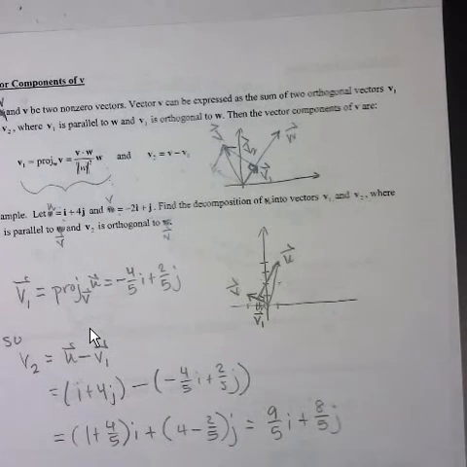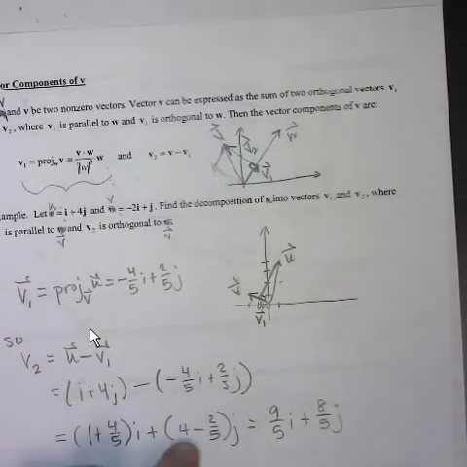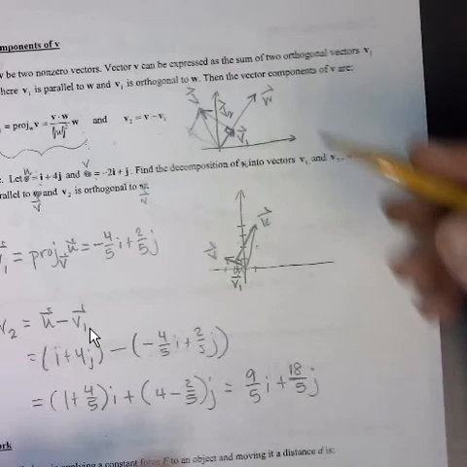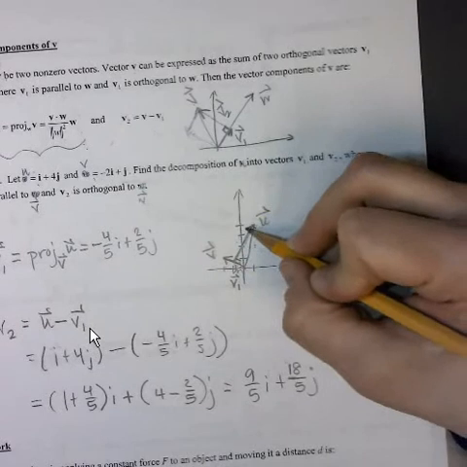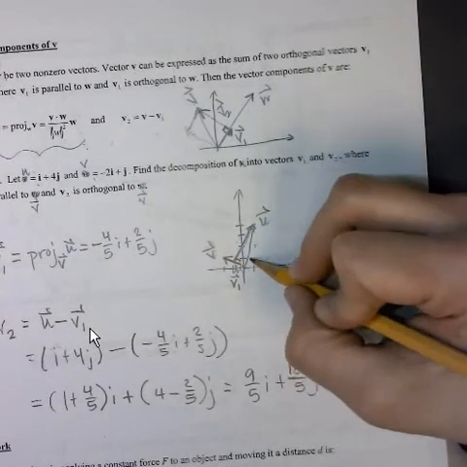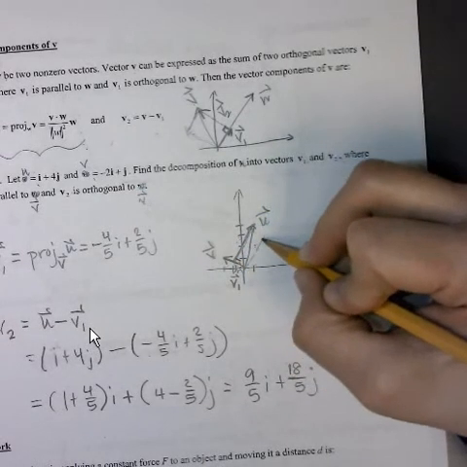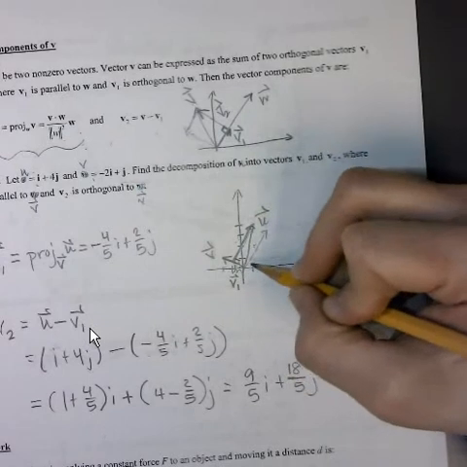What was I gonna say? Oh, did I just say 10/5? That's 20/5. That's 18. Okay. Oh, I know what I was gonna say. So that's this vector, and keep in mind that's not in standard position, right? So you would draw it over here. Actually, that's our 9/5 i plus 18/5 j.